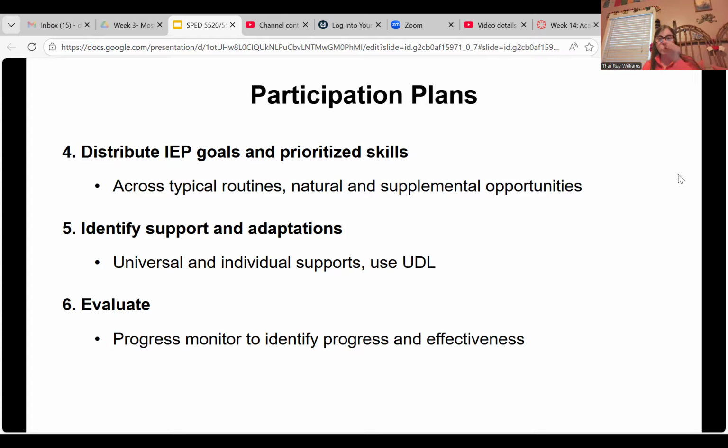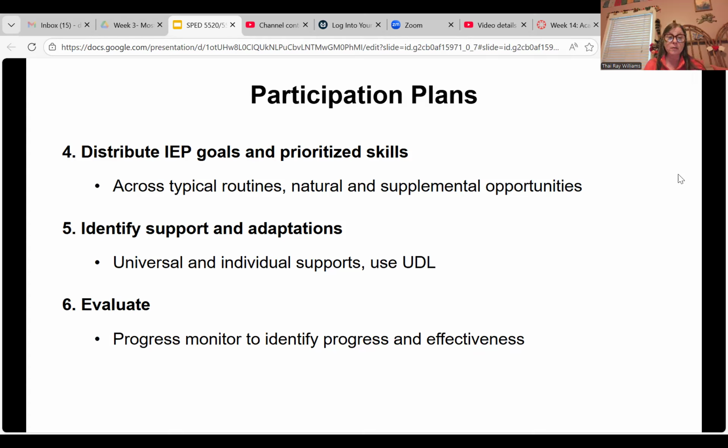And so I'm looking across the routine and seeing where I can distribute those goals. I can do this math goal here, and I can do it here, and I can do this reading goal here, and here's an opportunity for us to work on the fine motor skills that our occupational therapist has identified. And if I cannot find naturally occurring opportunities or enough of them, because maybe you have one opportunity and the student needs four throughout a day, I'm going to create those supplemental opportunities.